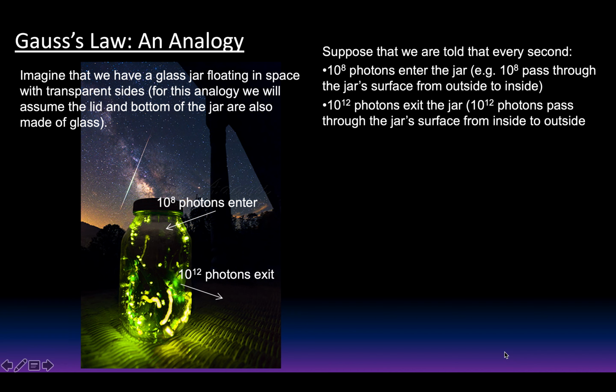So the first question I'm going to ask: can we come to any conclusion about whether or not there is a source of light inside the jar? The answer to that is yes, we can. We could imagine that because there are more particles of light exiting the jar than entering the jar, there must be a source of light. There must be something that is creating light inside the jar. Then that light will be streaming away from the source and passing through the glass walls of the jar eventually, so there must be a source of light inside the jar.